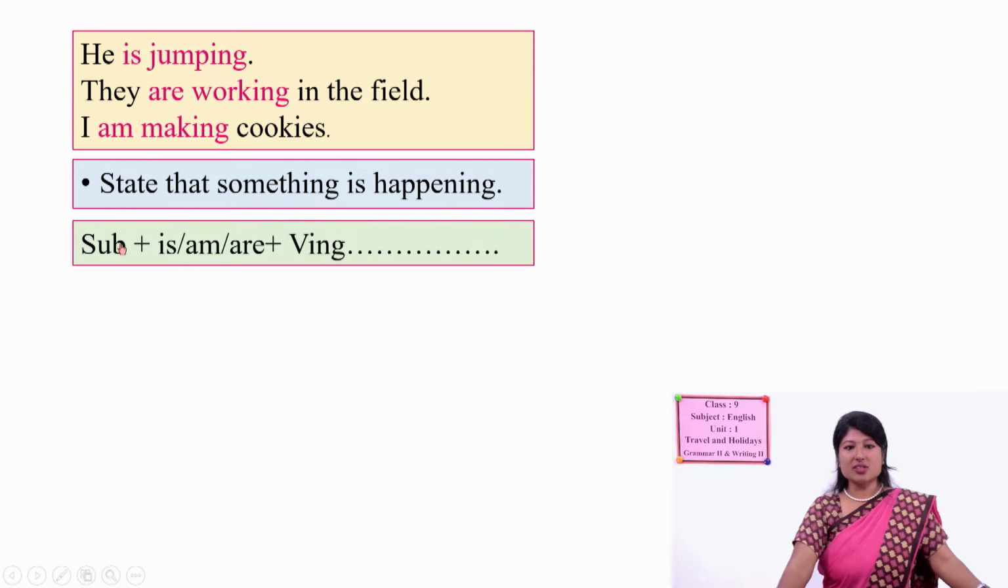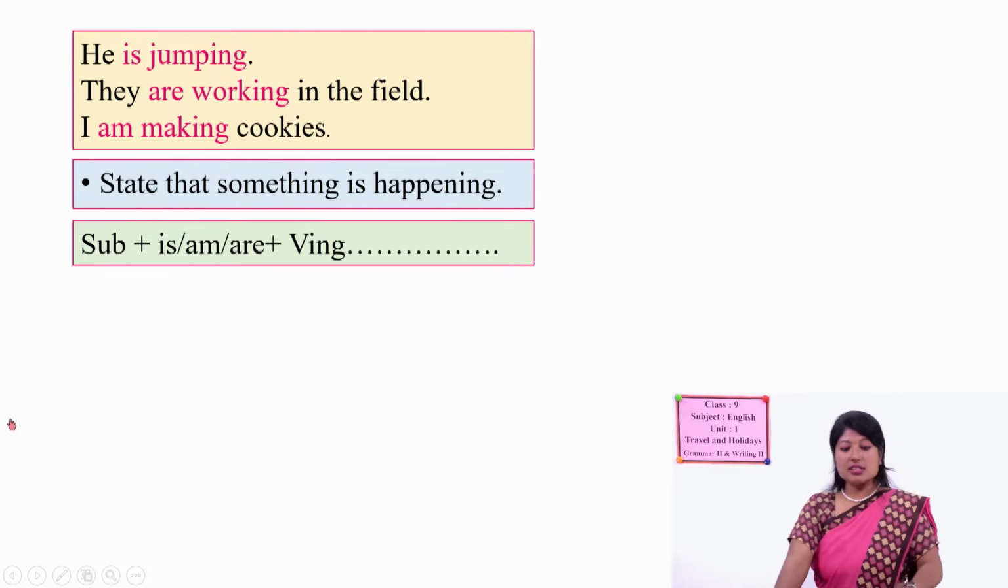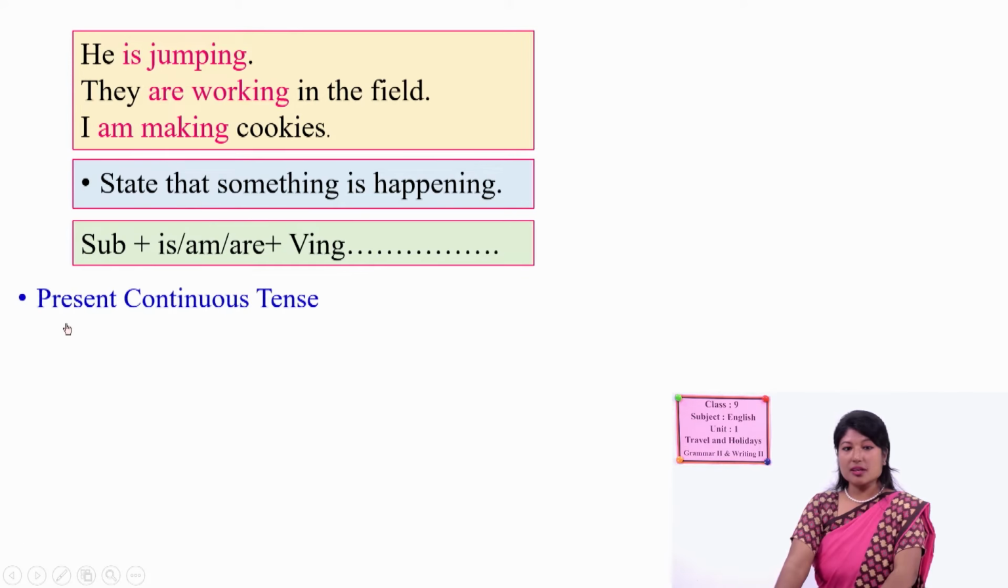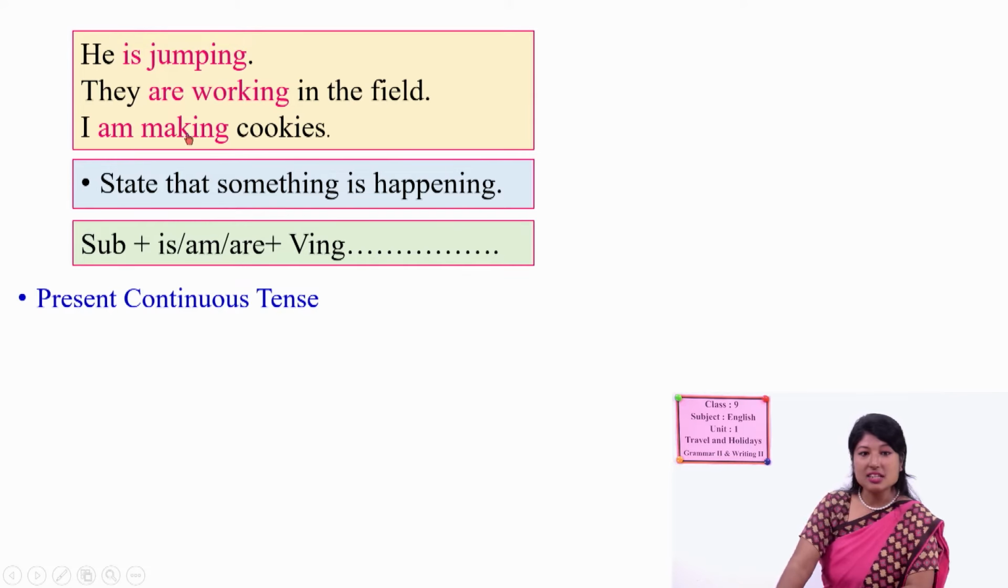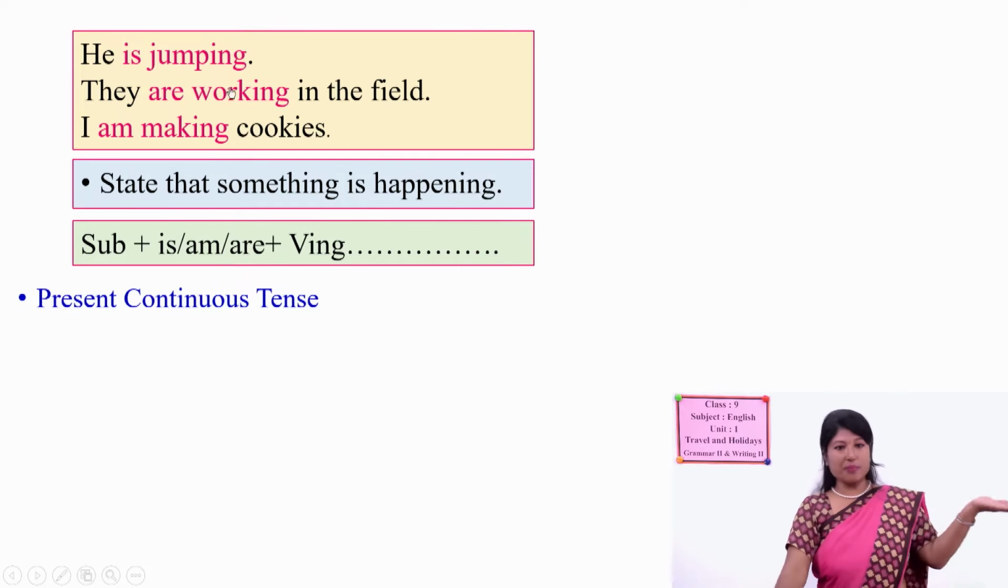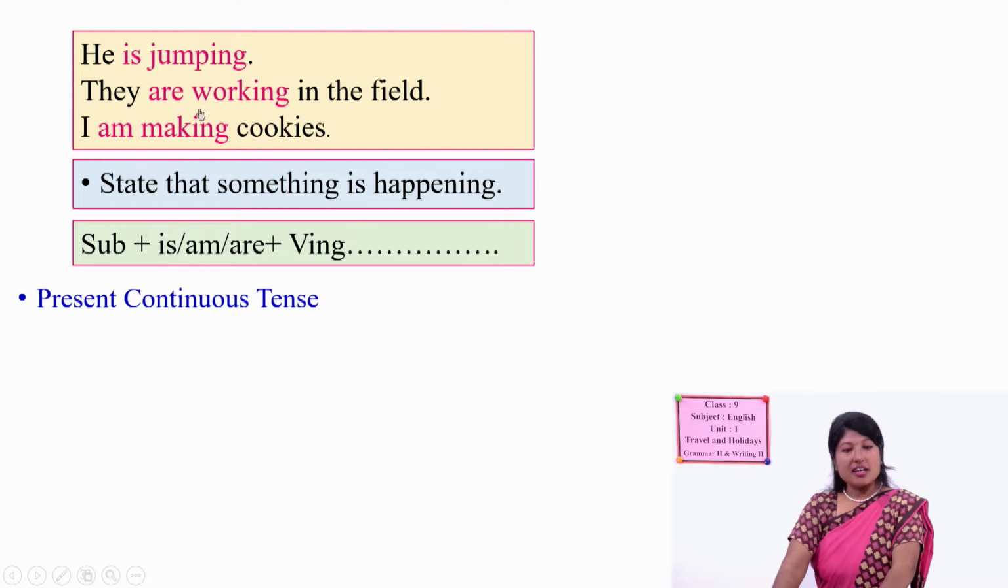Yes, the structure is subject plus is, am, are plus verb-ing. You can see it clearly. So this structure is what? Present continuous tense. These sentences are in present continuous tense. He is jumping right now, they are working, I am making. These are actions which are going on in the present time.